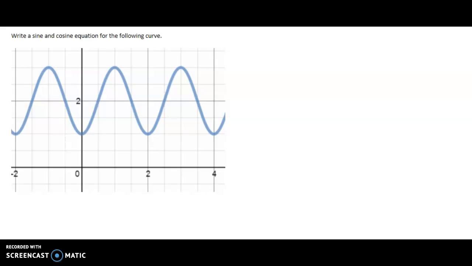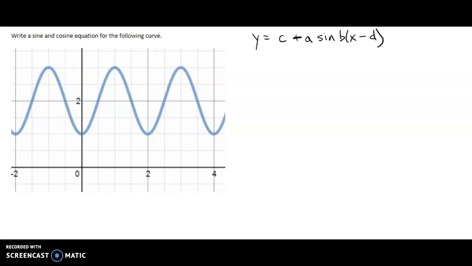Okay, now we're going to write a sine and cosine equation for this curve given here. So the first thing we want to do is to first have a plan of attack, right? Let's start with the sine version. We need the C value, which is the vertical shift or the midline. We need A, and then sine of Bx, and then a phase shift D if there is one. After we write the sine equation, then we'll write the cosine equation.